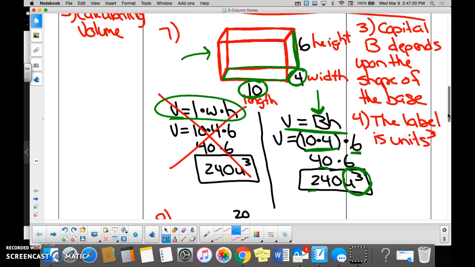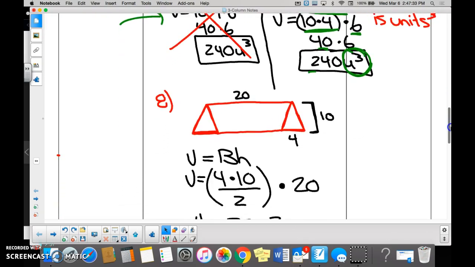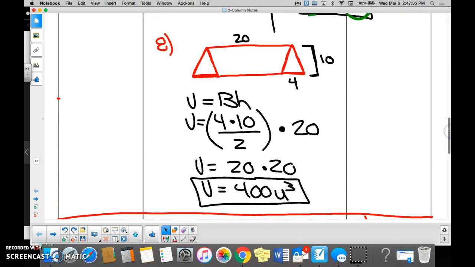Cubed. Volume is cubed. This is not any different than what we just did, except I want you to use area of the base for capital B, because if you go down to number 8, we have a different shape, don't we? We have a triangular prism. To calculate the volume of that, we use area of the base. These are our bases right here. So to calculate the area of the base here, we do 4 times 10 divided by 2.